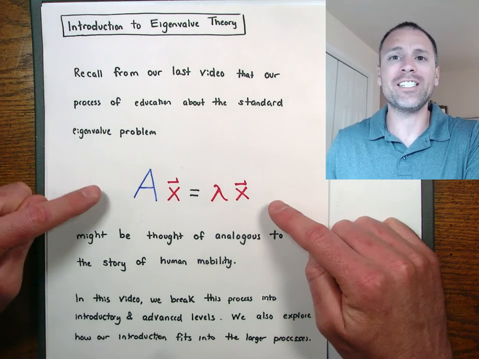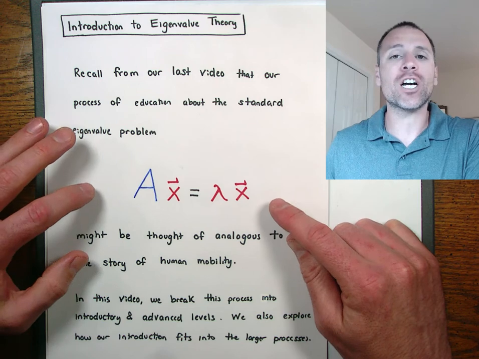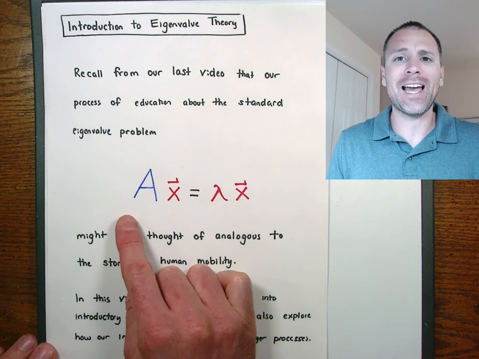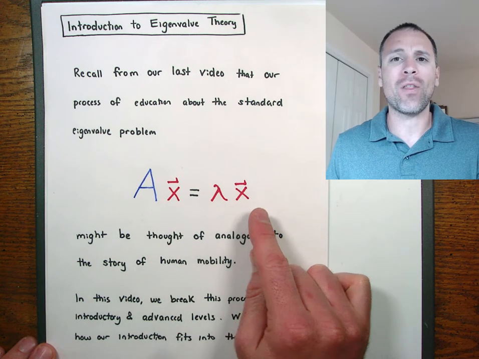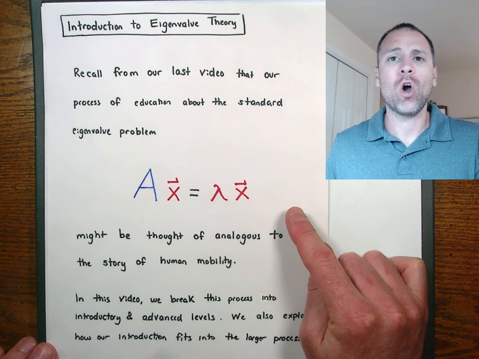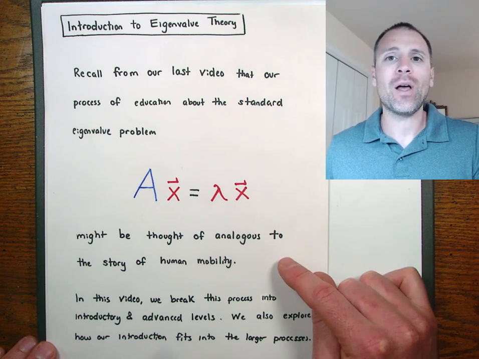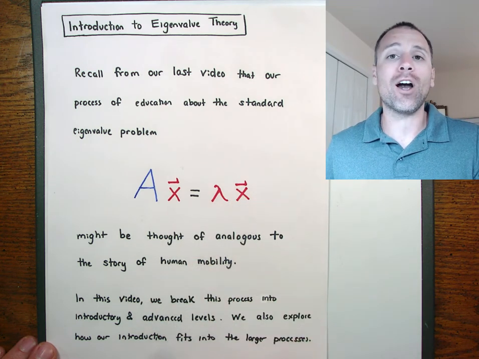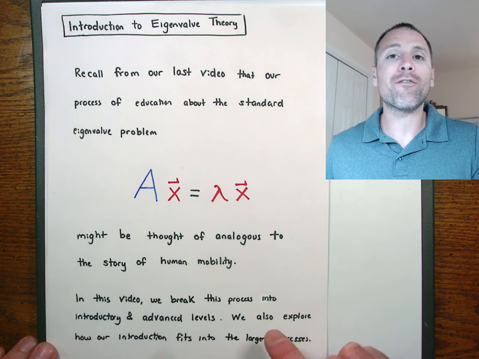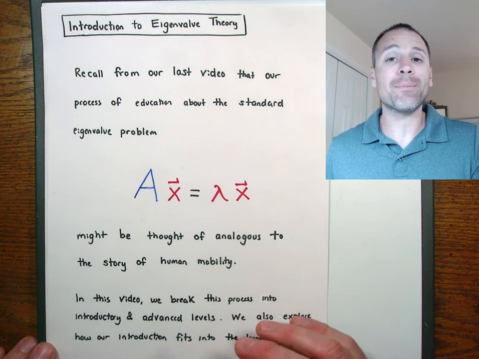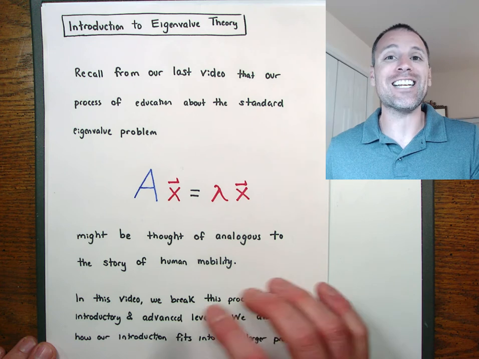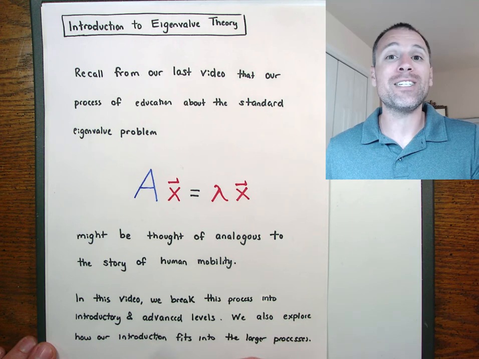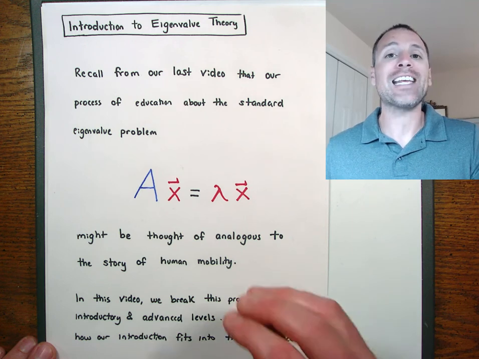In this video, we're going to continue our conversation about introductory eigenvalue theory. Specifically, recall that when we're studying the problem Ax = λx, we call that the standard eigenvalue problem. We introduced this analogy in the last video that we can think about the story of eigenvalue education like the story of human mobility. In this video, we're going to further refine our different steps of eigenvalue education into introductory and advanced steps and give an overview of the specific focus we're going to make at each stage.